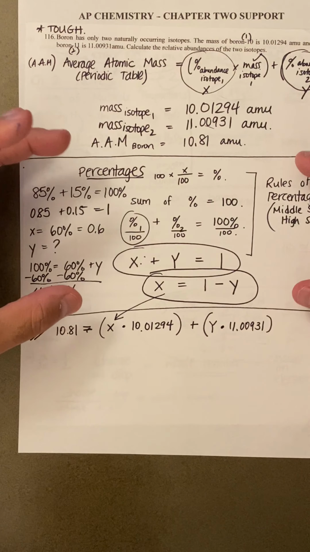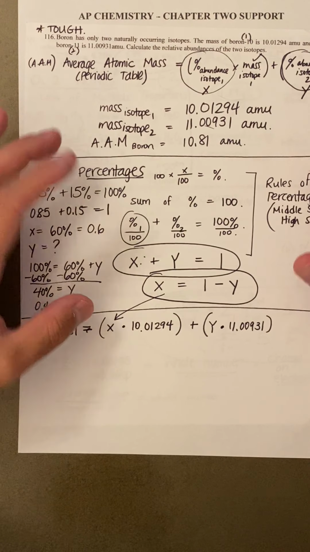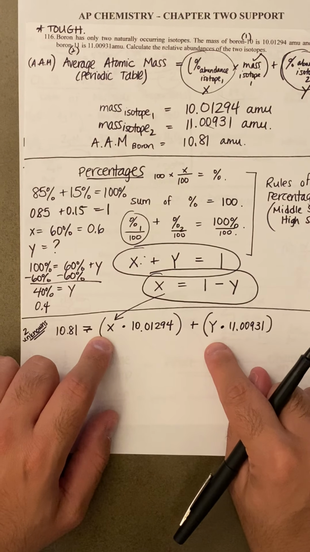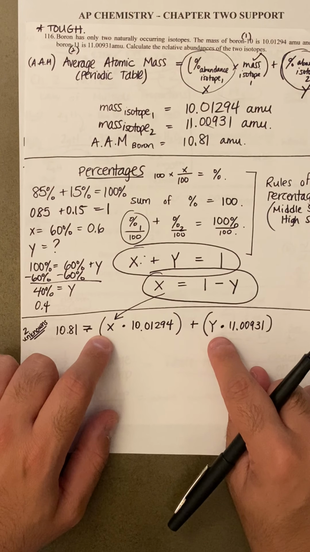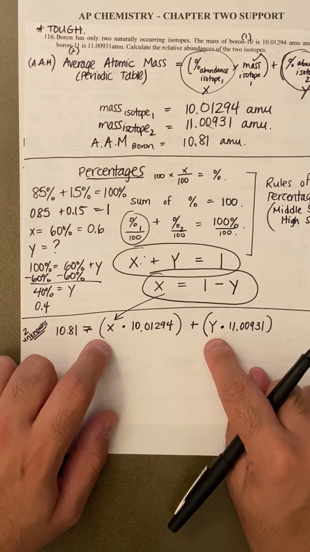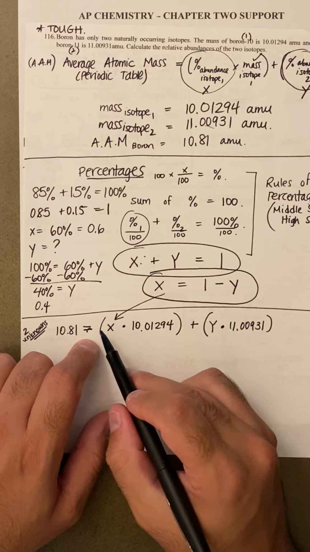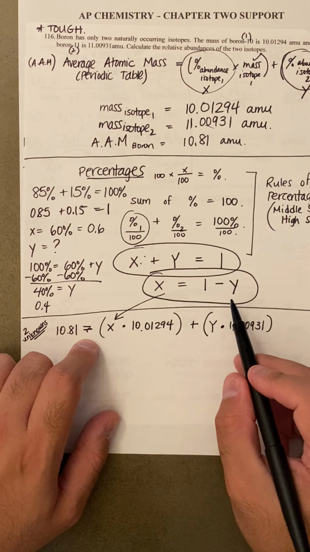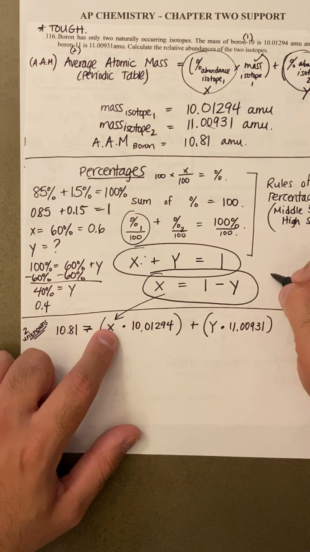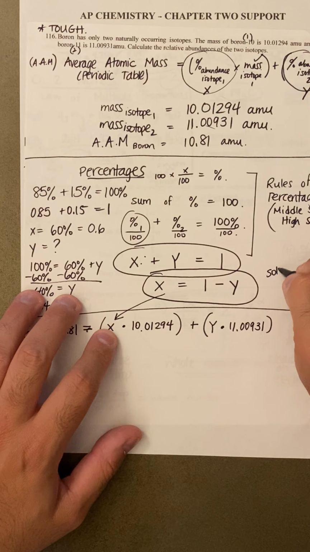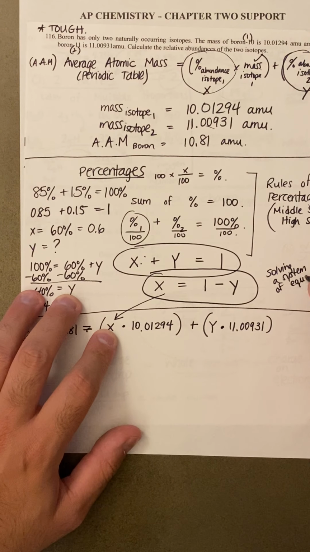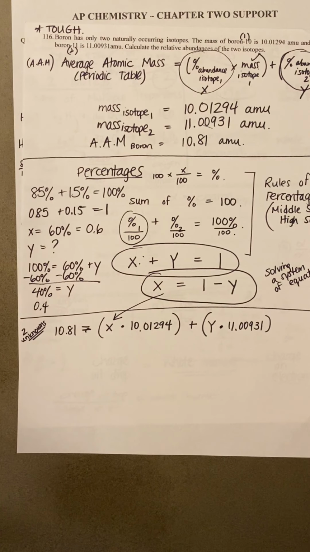So again, we have to understand percentages. You cannot solve an equation that has two unknowns. I can't have x and y. But what I could do is turn x into something that has y in it. This is called solving a system of equations. You may have learned this in math, or you may be learning it in math.